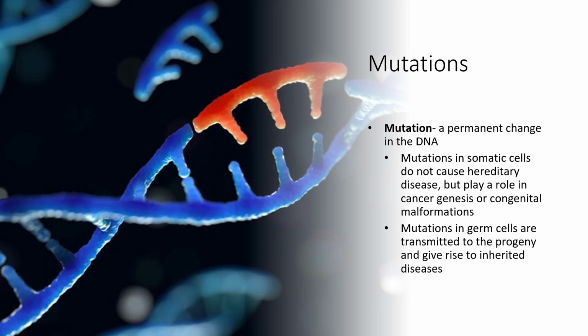Now, where that mutation happens matters a lot. If a mutation occurs in somatic cells, meaning your everyday body cells, it is not inherited. These mutations stay with you, not your future offspring. That's why somatic mutations are heavily involved in cancer development and sometimes congenital malformations, but they don't get passed down the family tree. On the flip side, mutations in germ cells, the sperm or the ova, are transmitted to the next generation. These are the ones that can result in inherited genetic diseases.